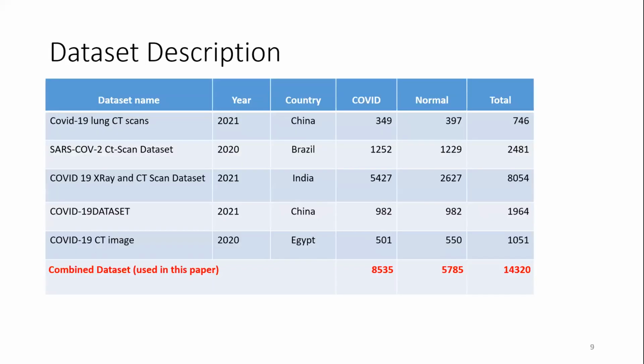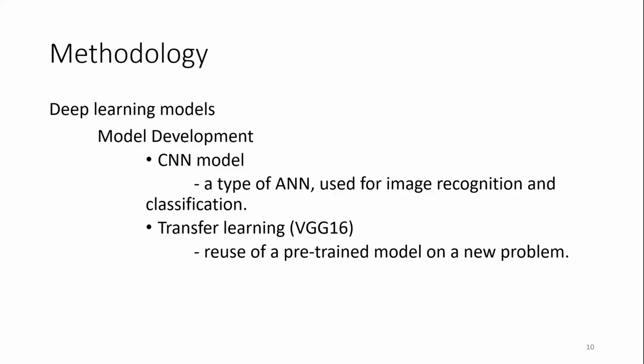Then this is the overall description of my data set table. This table describes in which year the CT images were taken and which country they are from. From each data set, we note the number of COVID images and the number of normal images, and finally the total number of images. All the separate data sets are combined as the combined data set used in this paper. The overall COVID images are 8,535 and the normal images 5,785, total images 14,320.